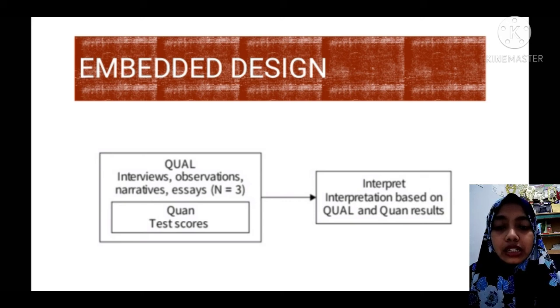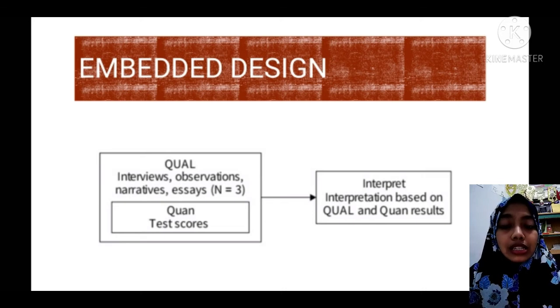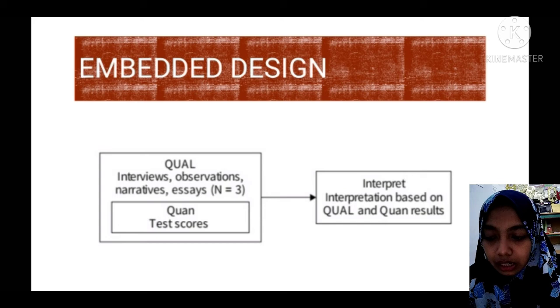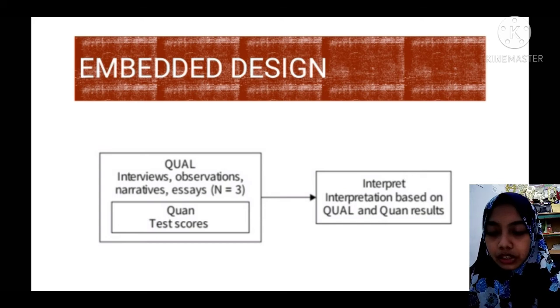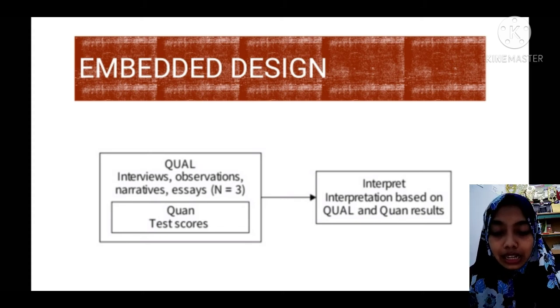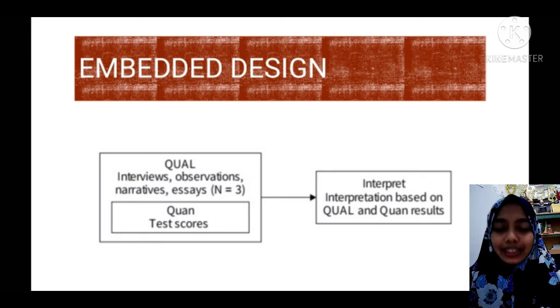So here the embedded design is different from the triangulation design. In triangulation design, they collect the data simultaneously or at the same time, but in embedded design, based on my understanding, it is collected separately. Okay, the advantage of the embedded design is that a researcher builds the study on a design that is well known, for example, case study. Another advantage is that a researcher can collect the two types of data at the same time.